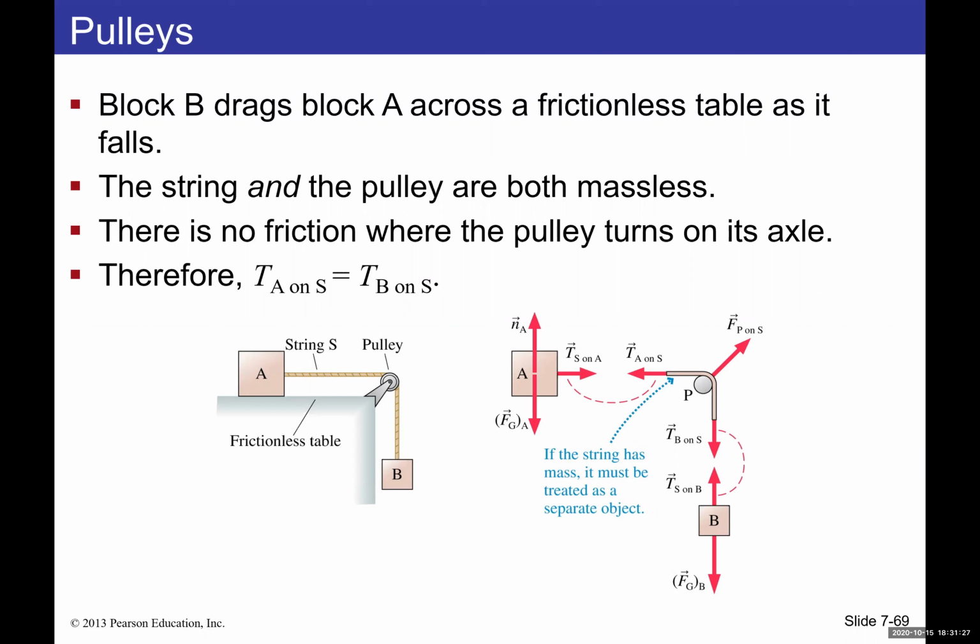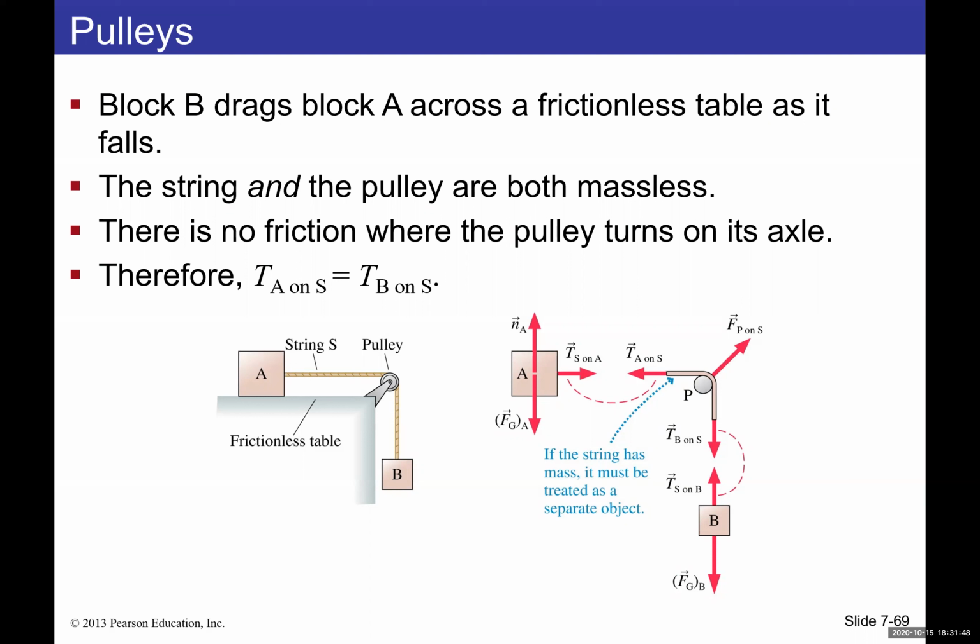You have two blocks, where block A is on a frictionless surface, and block A is connected to a block B by a string that goes over a pulley. And basically, let's say the system is at rest right now. You're holding the system right there.